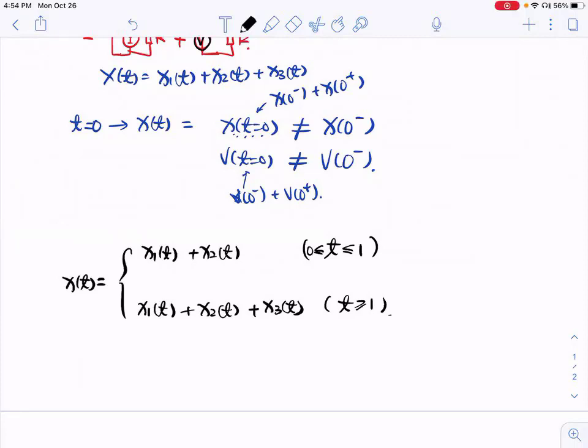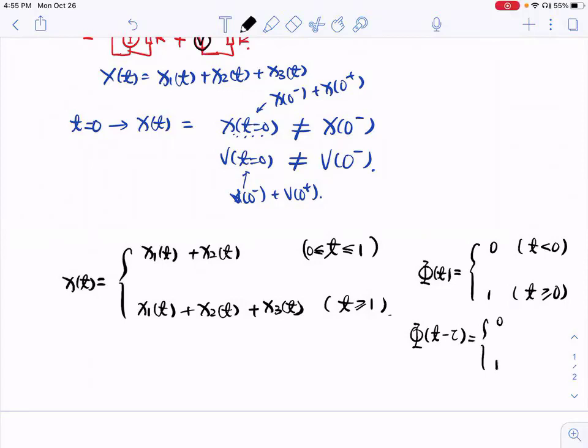So the Heaviside function is defined in such a way that it is 0 when t is smaller than 0, and it's 1 when t is greater than or equal to 0. You can also add a time delay to this function. If you add a time delay of tau, then it's still 0 to 1, but everything is delayed by tau. So it's 0 when t is smaller than tau, and 1 when t is greater than or equal to tau.